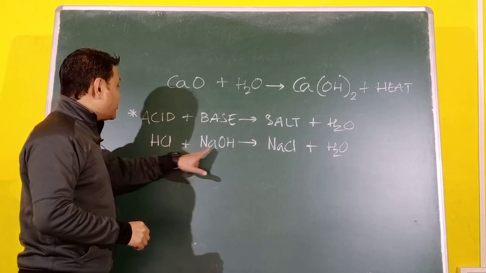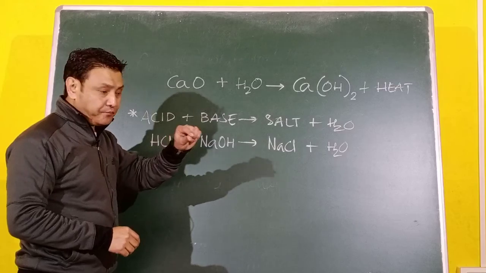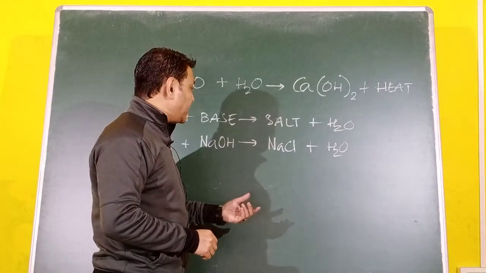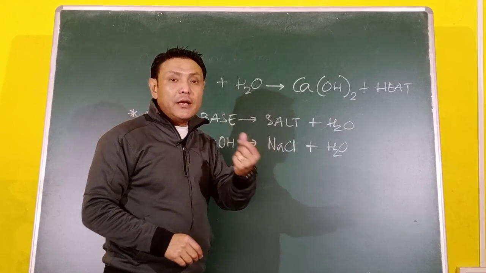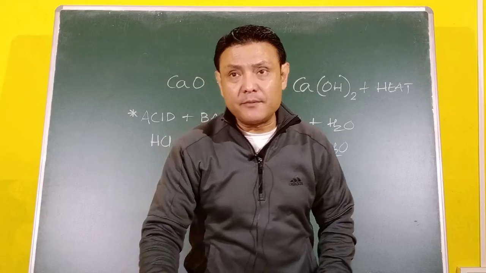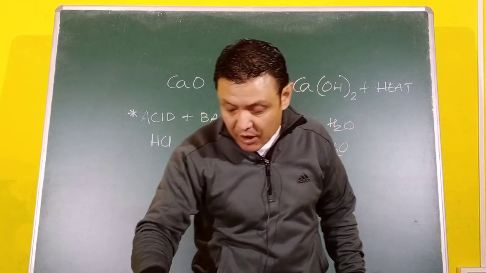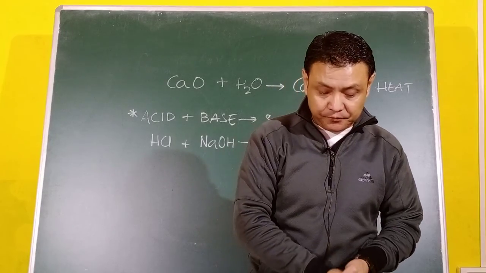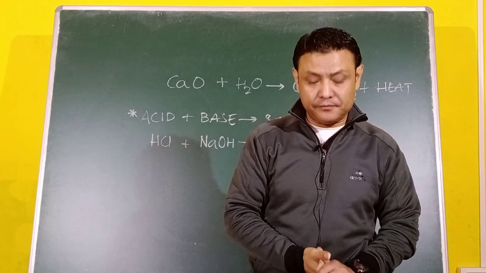So if you put sodium hydroxide and HCl in a test tube, the reaction takes place. You will see the reaction taking place, and then you touch the test tube. The test tube becomes hot. So this is a good example of exothermic reaction.